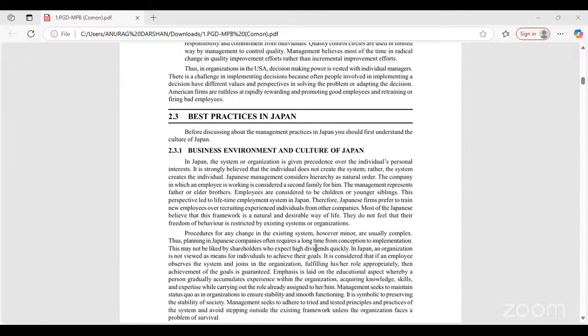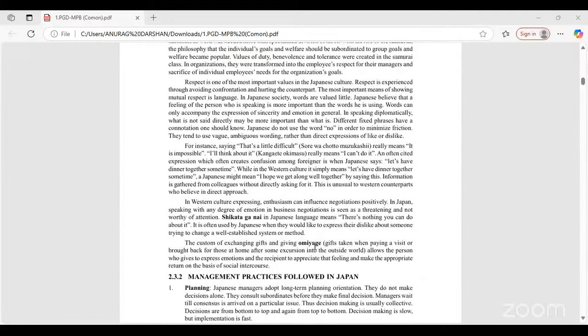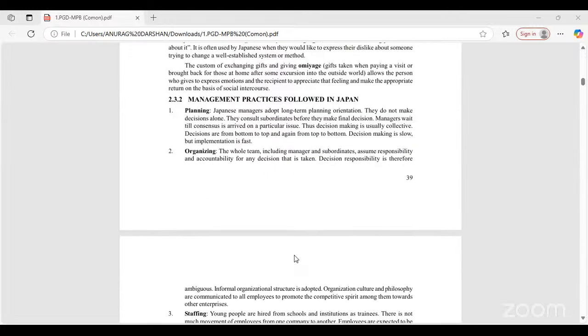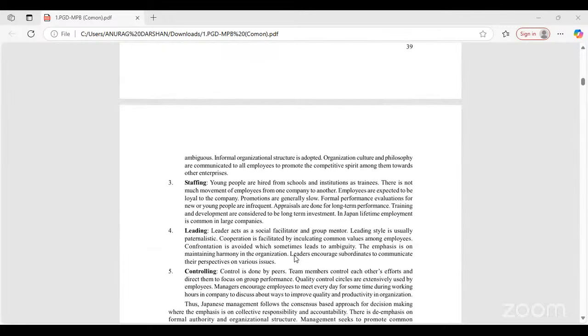Now, coming to Japan, the business environment and the culture of Japan, you can see the planning. Japanese managers adopt a long-term planning orientation, and they do not make decisions alone. They consult the subordinates, and based on the subordinates' inputs, the final decision is taken. In organizing, the whole team, including the managers and the subordinates, takes the accountability and responsibility for the decisions. Staffing: young people are hired from schools and institutions as trainees.